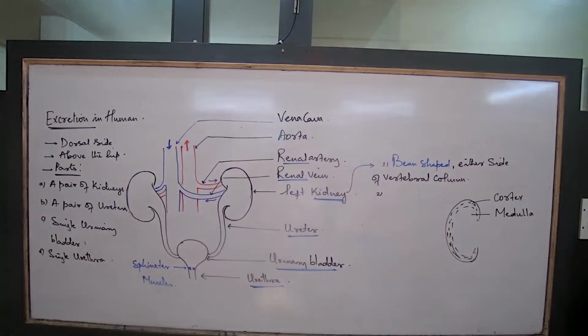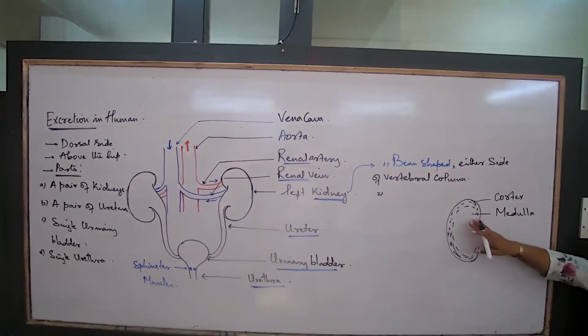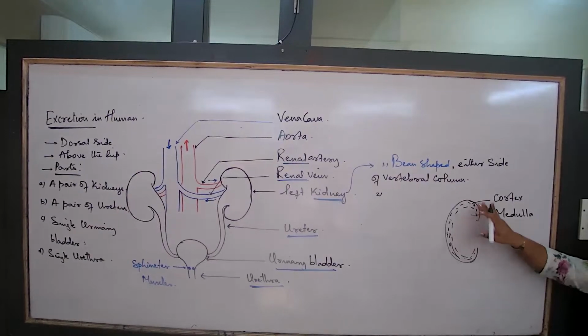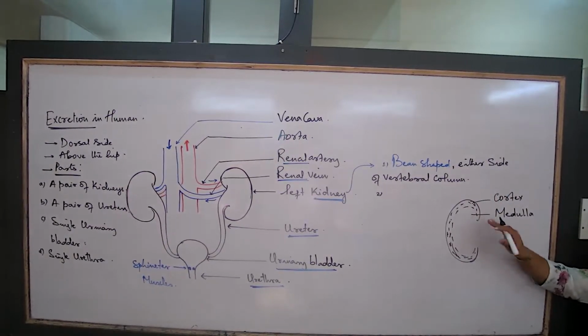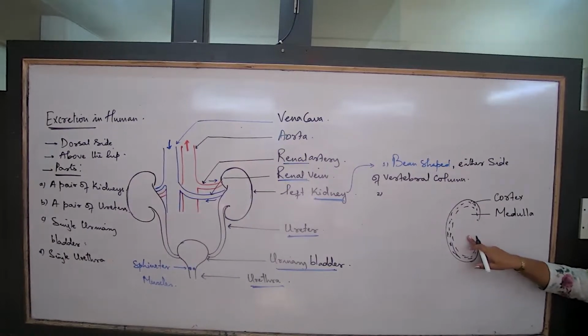So longitudinally, when we look into the section of the kidney, it has many more parts inside, but only to remember, the outer darker region is known as the cortex and the inner region is known as the medulla.